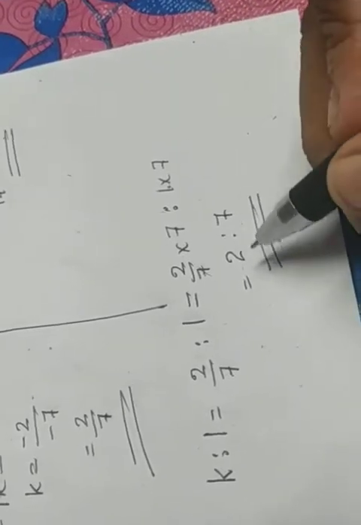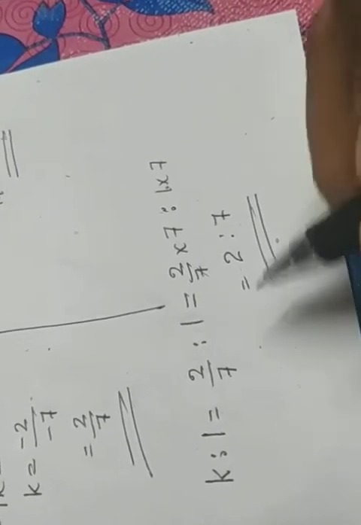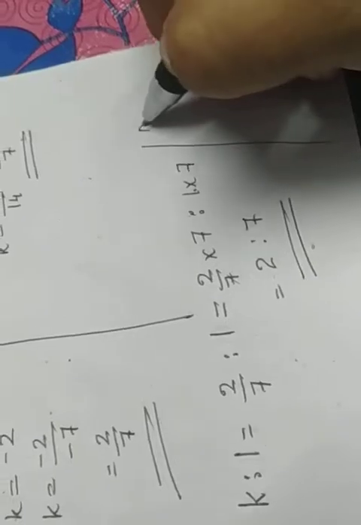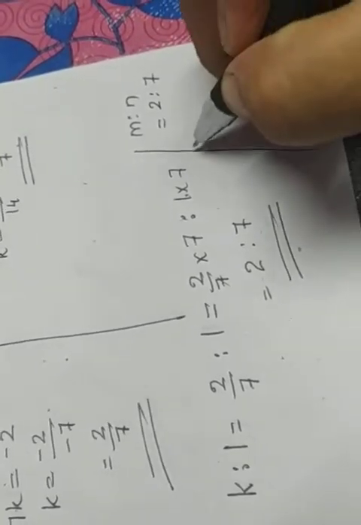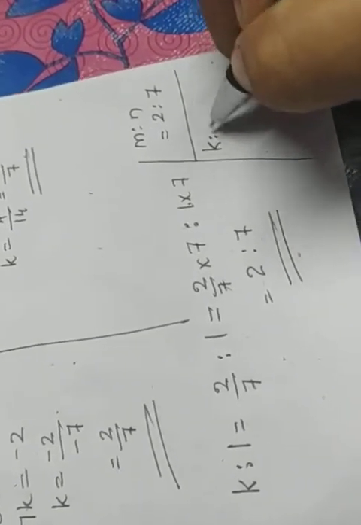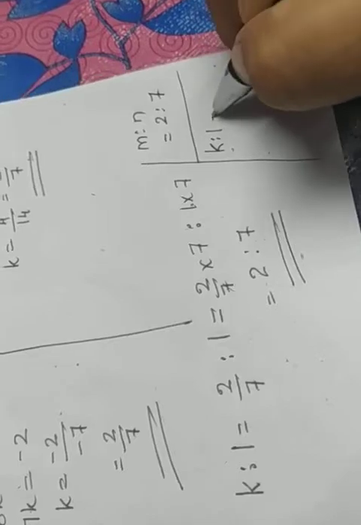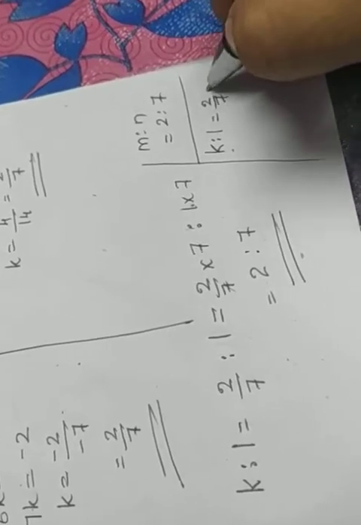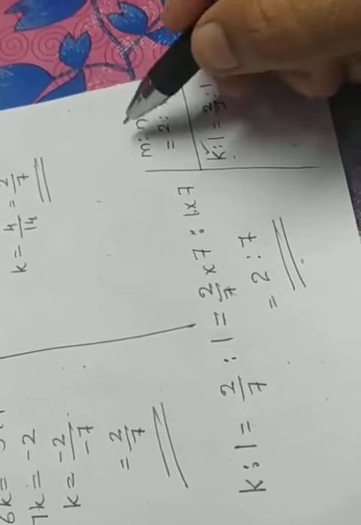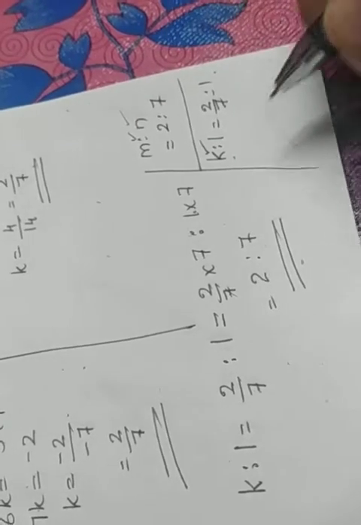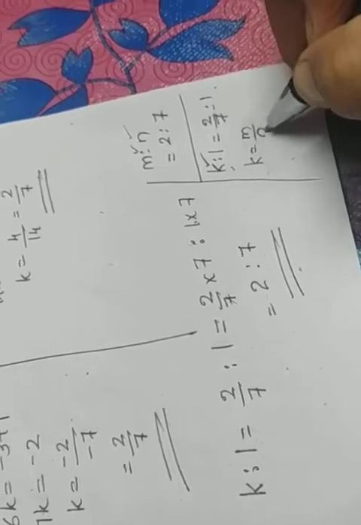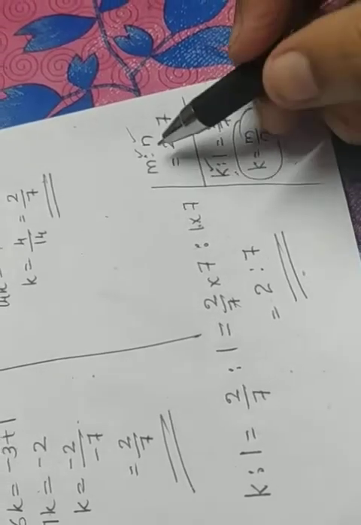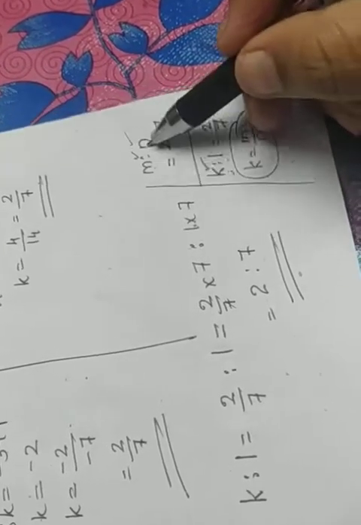Can you identify? We usually take the ratio as m is to n, isn't it? And here we got the value as 2 is to 7. But in this question we first took the ratio as k is to 1, and we got the value of k as 2 by 7 is to 1. Then can you relate k, m and n? What will k be? k will be equal to m by n actually. That is the reason why we take k is to 1 instead of m is to n.